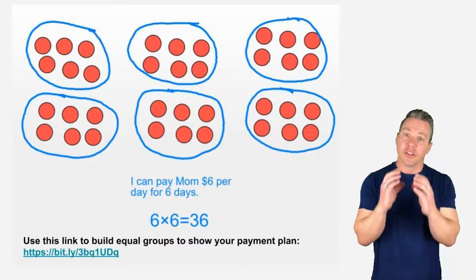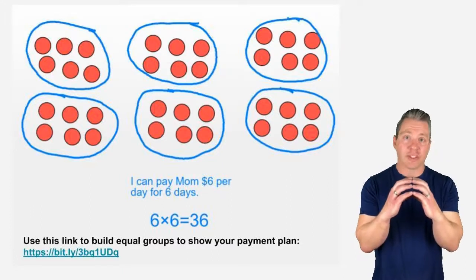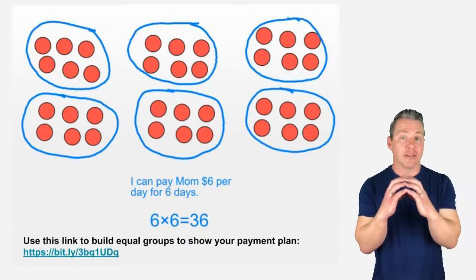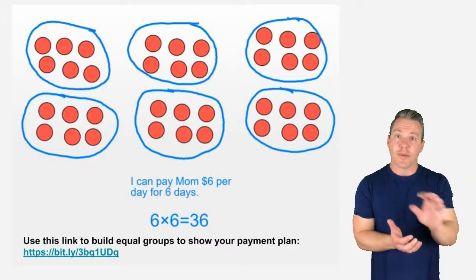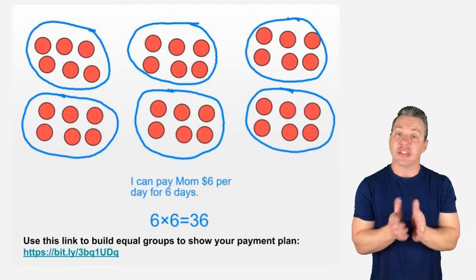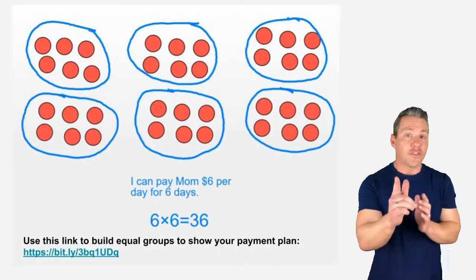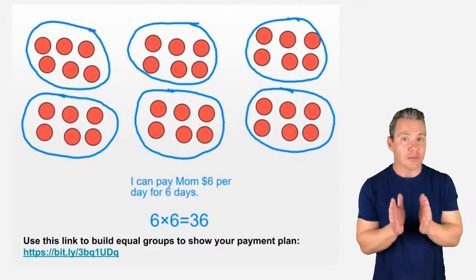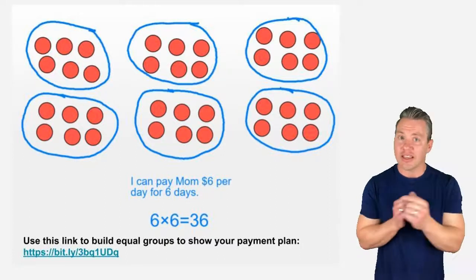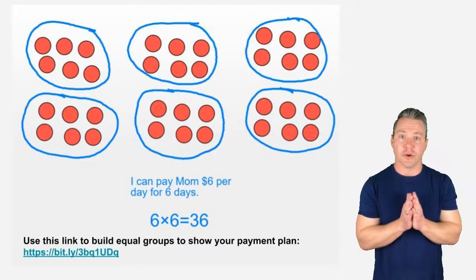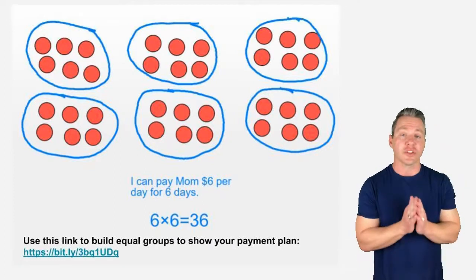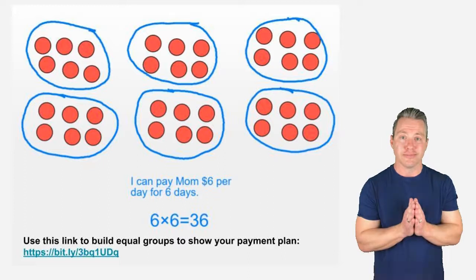Again, the 6 chips in the circle represent the number of dollars I'm paying mom back, and each of the groups represents the number of days it's going to take to pay mom back until I get to 36. If you like this app and you like this model, take a look at the bit.ly link here, type that into your address bar, and you too can show how your payment plan looks using equal groups.